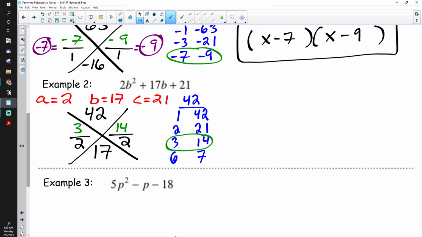Now before we write factored form, we need to check and see, can we simplify these fractions? So 3 halves, can it be simplified? Nope. If you do 3 over 2 in your calculator and do math enter enter, it's still going to be 3 over 2. Although 14 can be divided by 2, that simplifies to 7. Now we have everything we need to write our factored form.